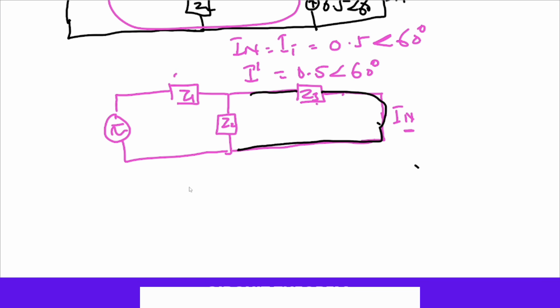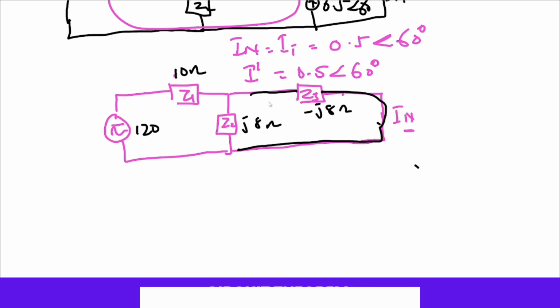Okay. But let's look at what will happen here. So we need to determine the current here. First thing, we had the source to be 120. We had Z1 to be what? 10 ohms, right? And Z2 is what? J8 ohms, and Z3 is what? Minus J8 ohms, right?